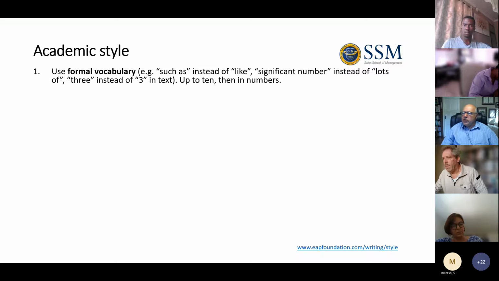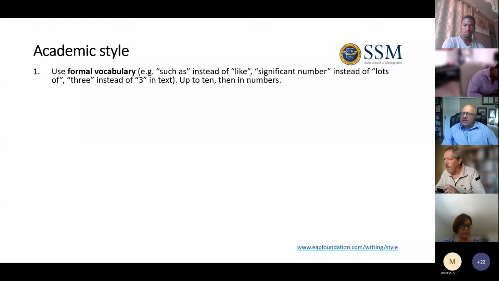So you use formal words such as, for instance, instead of the word like, you can say, the person. There are many examples of this, like this. You don't use "like," that's a more informal word, you use such as. Instead of saying, okay, there are lots of different people with this and that, which is more informal, you use words like there's a significant number, for instance.